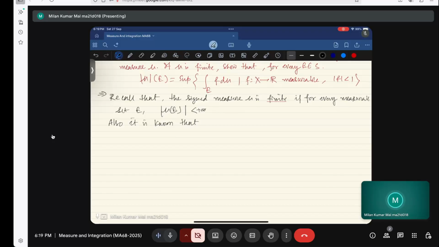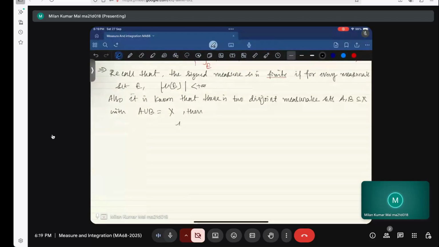It is known that every measure mu can be written as... there are two disjoint measurable sets A and B of X with A union B equal to X, that means a disjoint union, then mu plus is defined by mu plus of E is equal to mu of A intersection E.